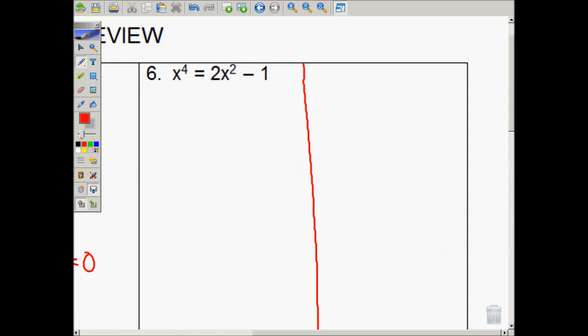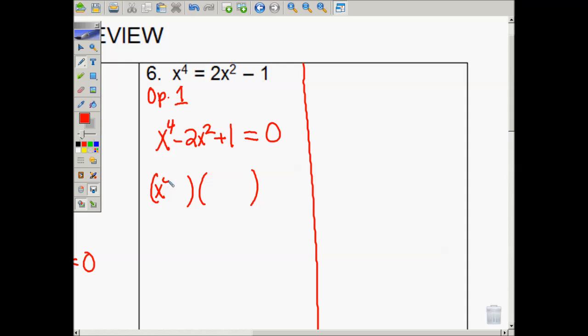Okay, so option 1 is to get all terms on one side and set it equal to 0. So I'm going to move my 2x squared. Since it's positive, when I move it, it's going to become a negative. I'm going to move my -1, and since it's negative, when I move it, it's going to become a positive, and set it equal to 0. Okay? Once I've done this, this is just mental math.